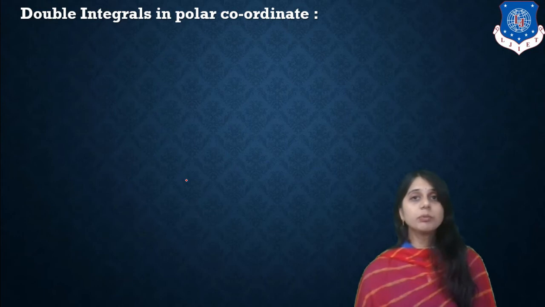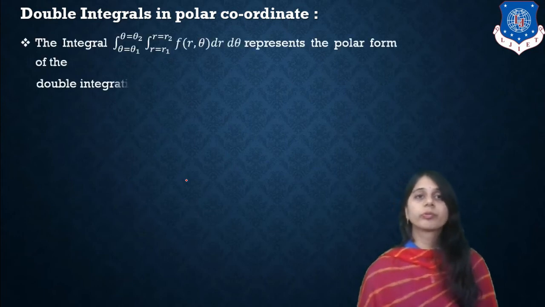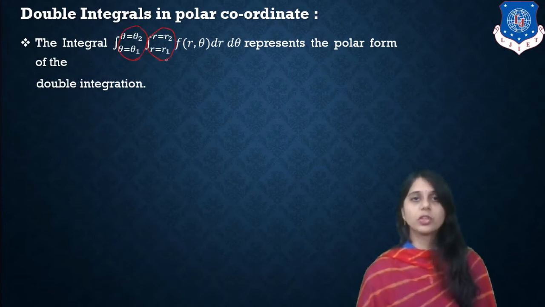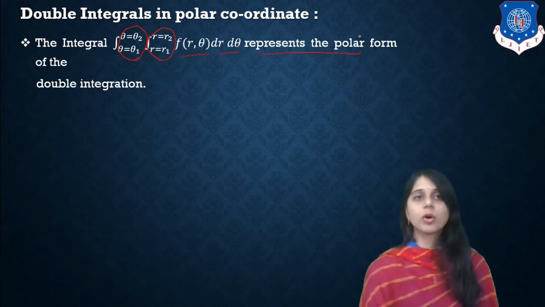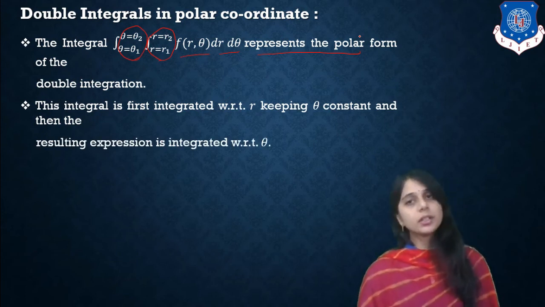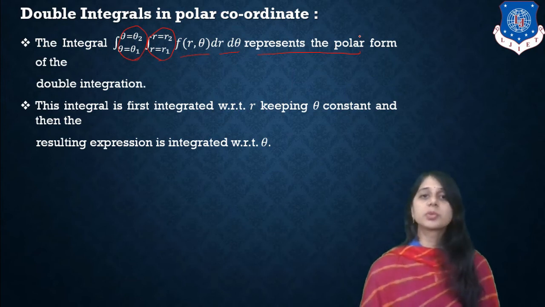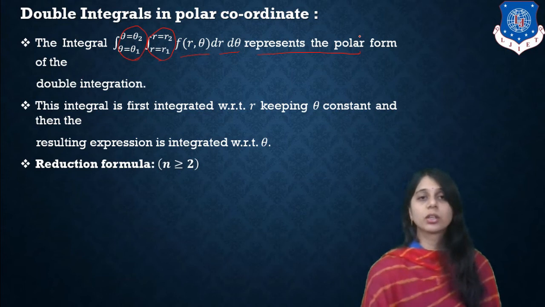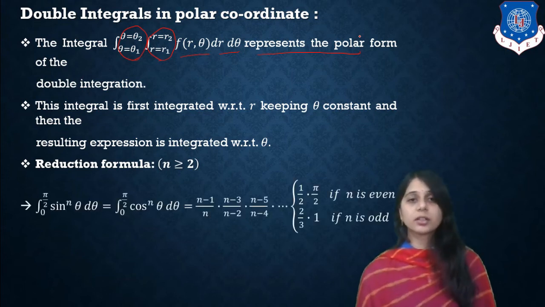Now double integral in polar coordinates. The integral theta equal to theta 1 to theta 2, it is your angle formation, and r is a radius, r1 to r2. F of r theta dr d theta represents the polar form of the double integration. The integration is: first integrate with respect to r, keeping theta constant, then the resulting expression is integrated with respect to theta. Similarly, as in Cartesian coordinates, there is a reduction formula for n greater than or equal to 2.